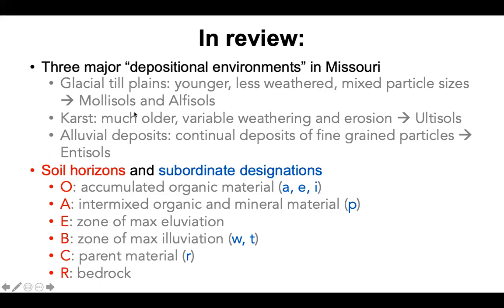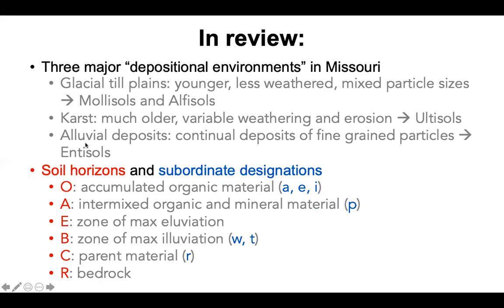In the south, we have karst, which is lots of limestone and sandstone intermixed, and dolomite. And these are much older deposits. These have been around since the North American plate collided with the South American plate. And so we have variable weathering of those parent materials, and we have erosion and all these different processes. And that has given us ultisols, highly weathered soils.